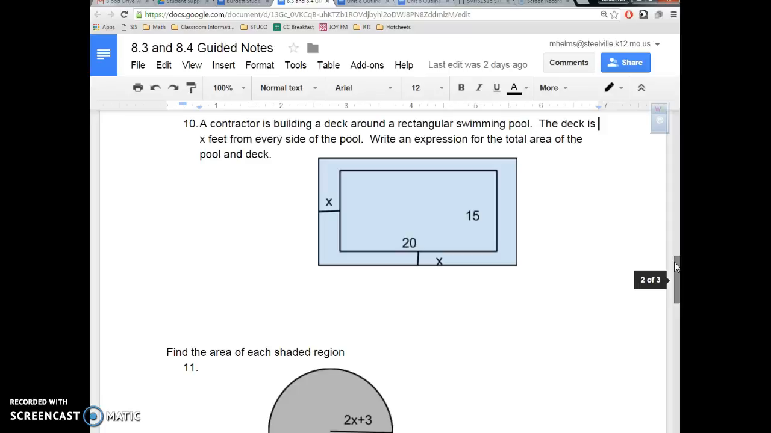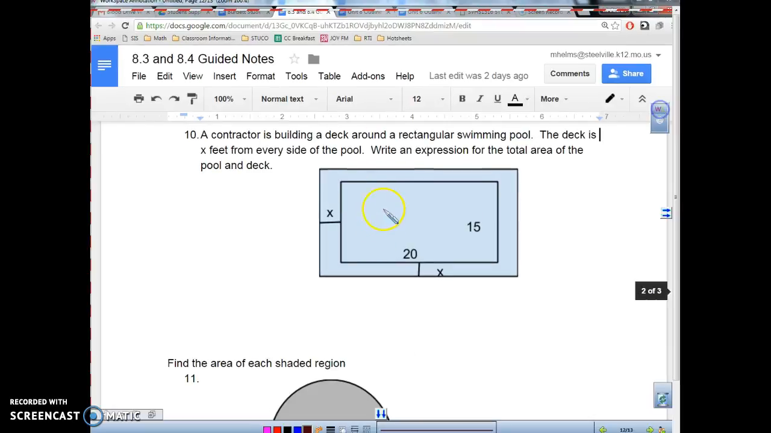So our contractor here is building a rectangular swimming pool. The deck is X feet from each side of the pool, and it wants you to write an expression for the total area of the pool and deck. Well, that means you have to find the area of the pool and the area of the deck and add those together. Or you could find the area of the entire thing. And so that's the way we're going to approach it.